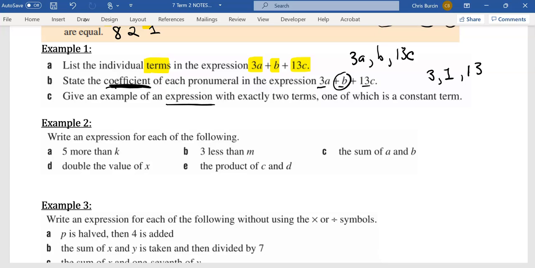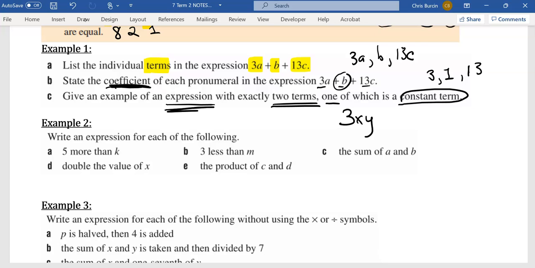Give an example of an expression with exactly two terms, one of which is a constant term. Now, there is a new idea. A constant term is something that doesn't change. So let's go with a term. Let's steal one from above. We'll move it a bit. We'll call it 3xy. So that's one term.